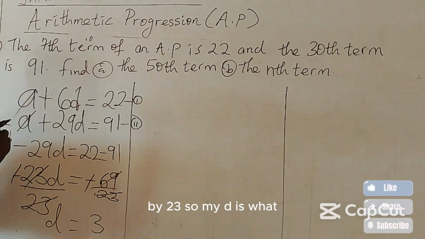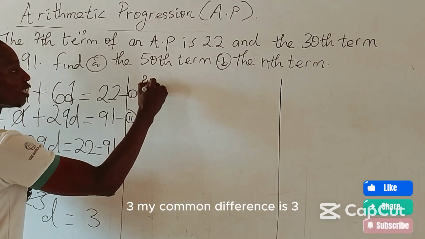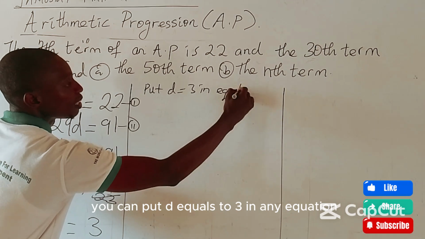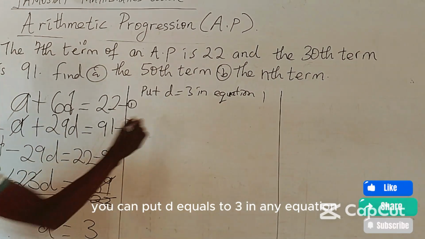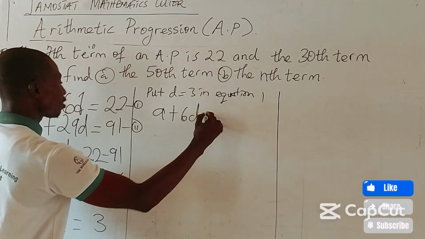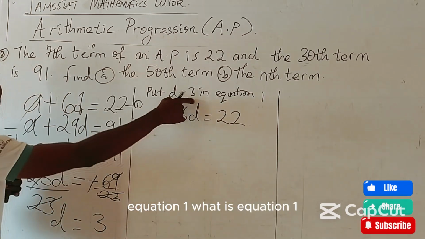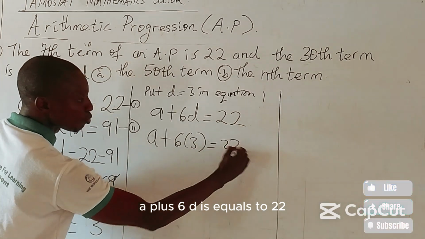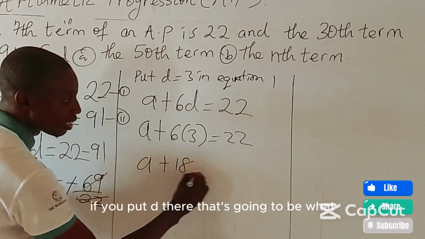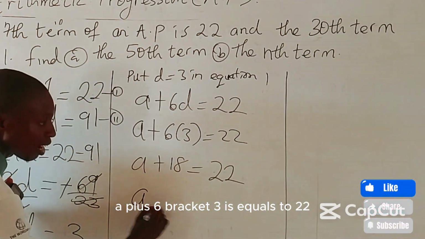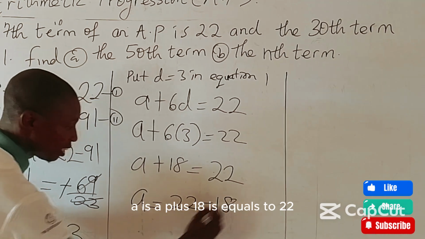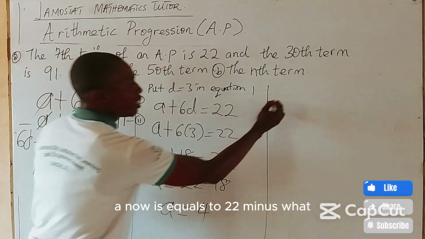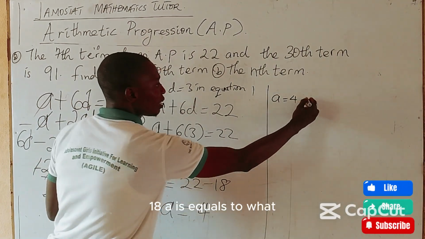So I need to get my A. You can put D equals 3 in any equation. Let's say equation 1. What is equation 1? A plus 6D is equal to 22. If you put D there, A plus 6 bracket 3 is equal to 22. A plus 18 is equal to 22. A now is equal to 22 minus 18. A is equal to 4.